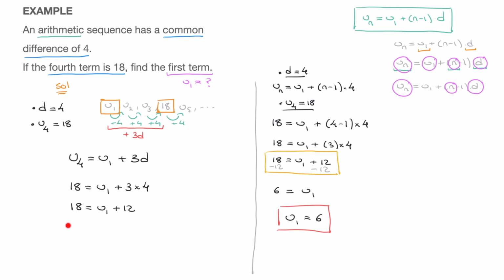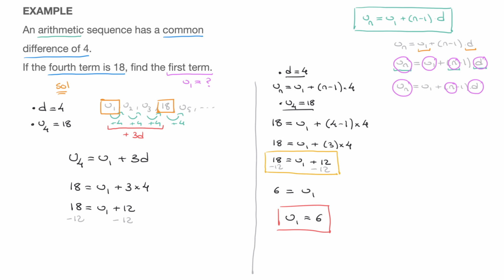Here we clearly see that we end up with the same equation as the one we had earlier on, and we can solve this equation for the first term, u sub 1. For which all we need to do is get rid of this 12 that's being added on the right-hand side, which we do by subtracting 12 from the right-hand side. And of course we do the same on the left-hand side.